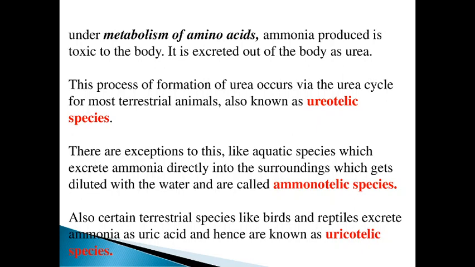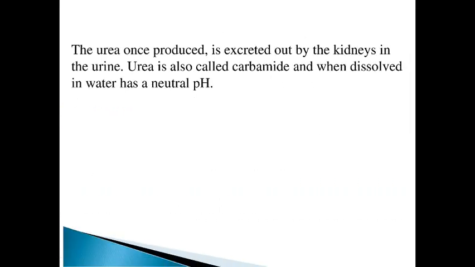This process of formation of urea occurs via the urea cycle for most terrestrial animals, and hence they are also known as ureotelic species. There are exceptions to this, like aquatic species which excrete ammonia directly into the surroundings, which gets diluted with the water, and they are called as ammonotelic species. Certain terrestrial species like birds and reptiles excrete ammonia as uric acid and hence are known as uricotelic species.